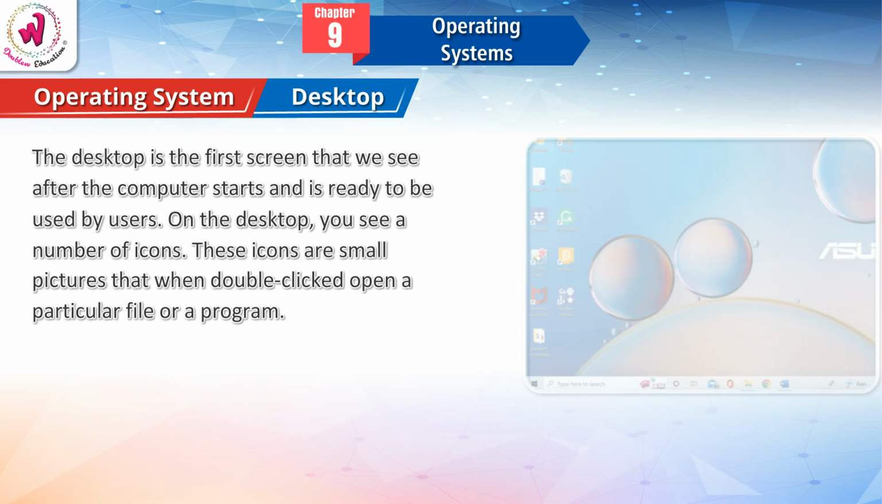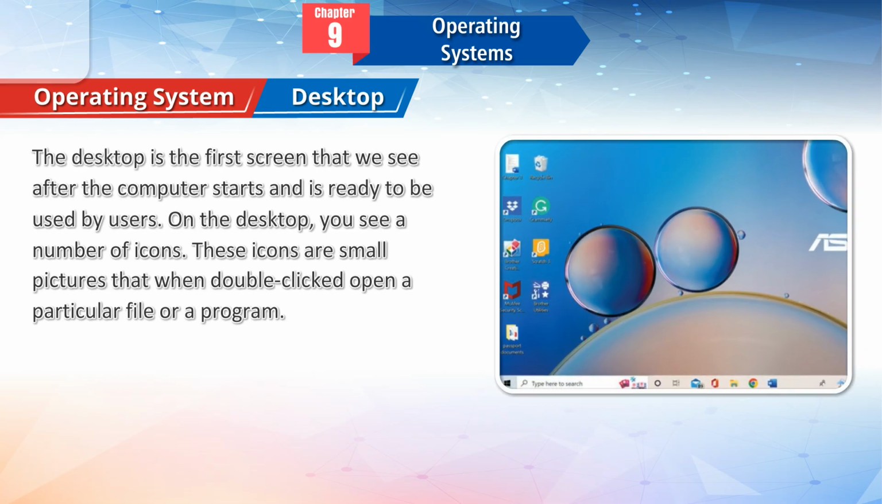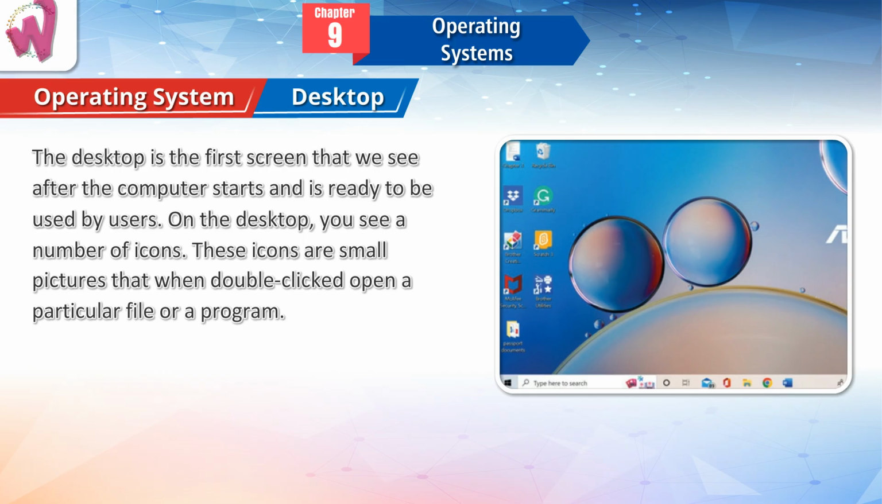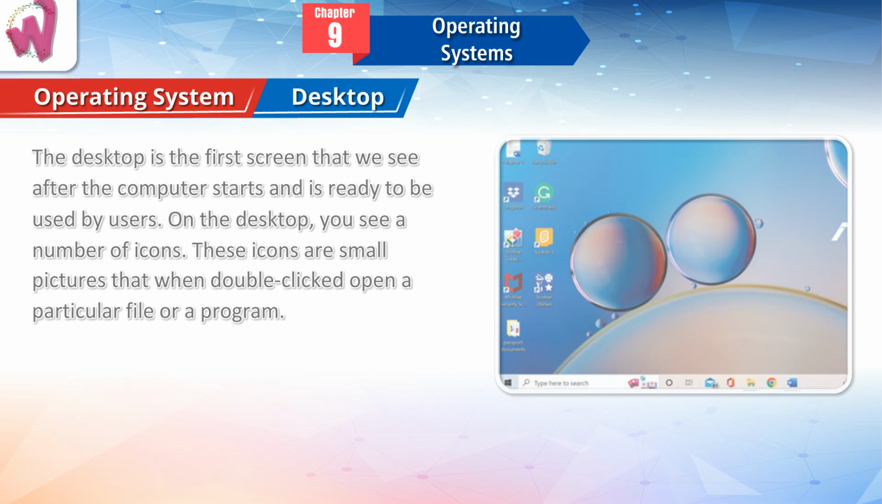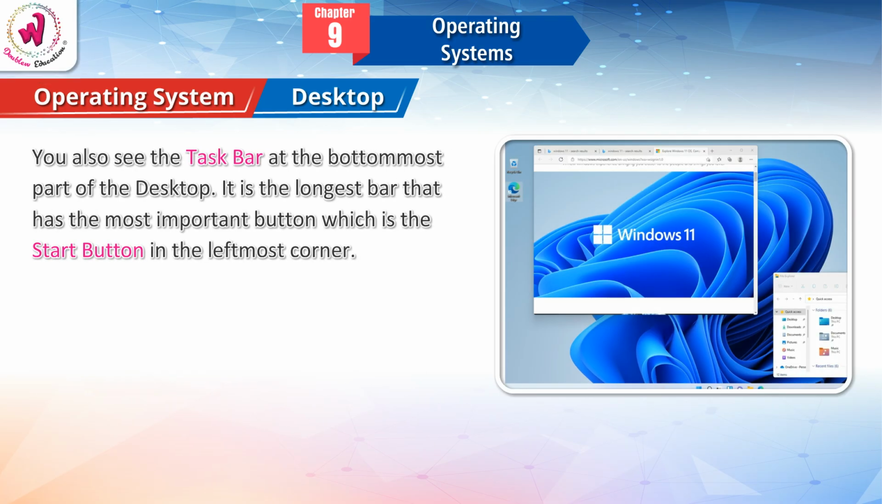Desktop. The desktop is the first screen that we see after the computer starts and is ready to be used by users. On the desktop, you see a number of icons. These icons are small pictures that, when double-clicked, open a particular file or a program. You also see the taskbar at the bottommost part of the desktop. It is the longest bar that has the most important button, which is the Start button, in the leftmost corner.